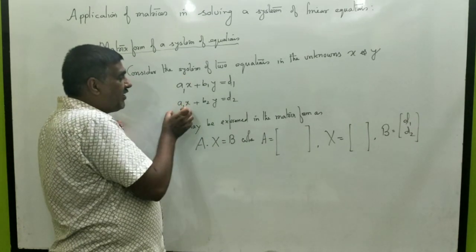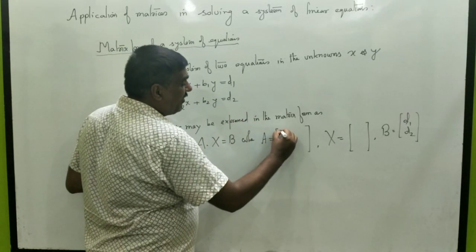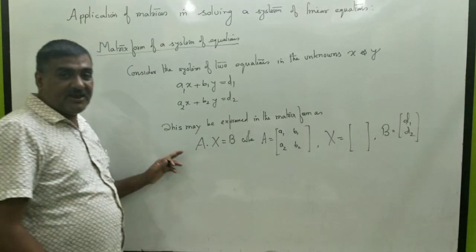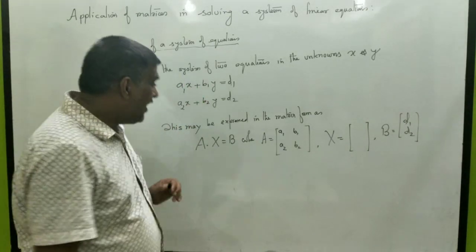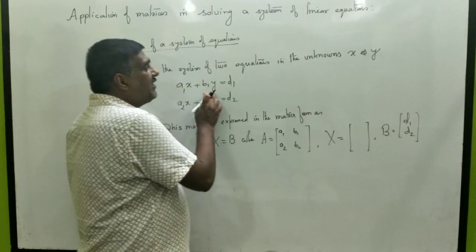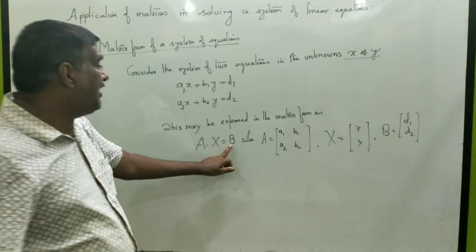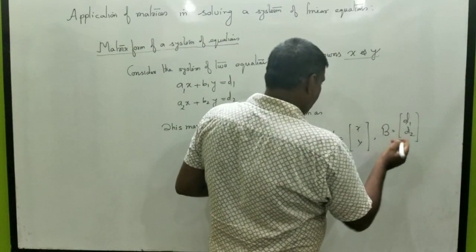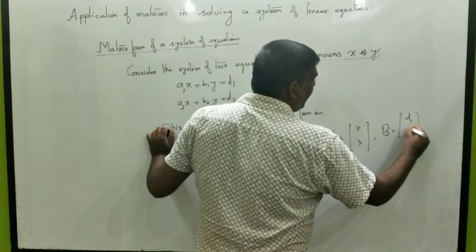A is the coefficient of x column wise and coefficient of y column wise: a1, a2, b1, b2. Clear? And what is x? X means variable, always column wise, so x and y. Clear? And what is b? B is the constant part, d1 and d2, always column wise. So b means d1 and d2.